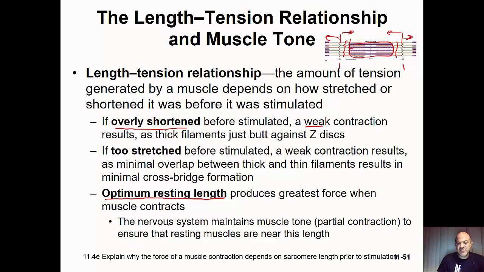And so this optimum distance is going to be maintained by your nervous system, which is constantly producing a tone in your muscle, or some partial contractions, that will help keep your muscle at the right length.